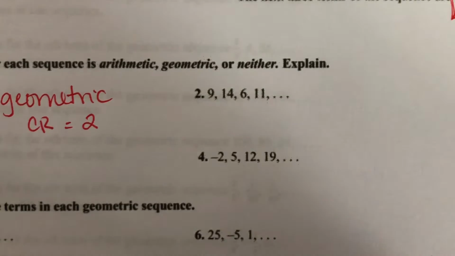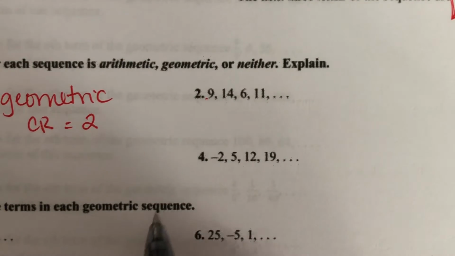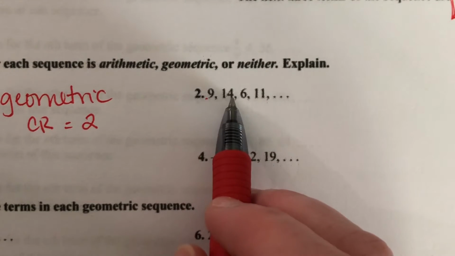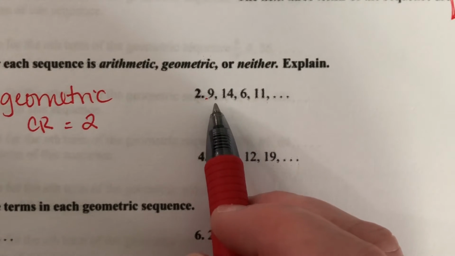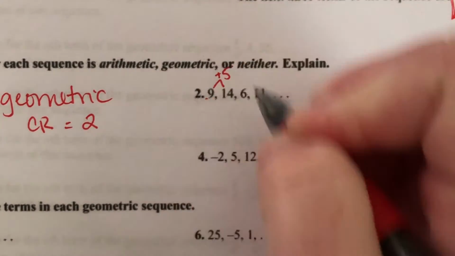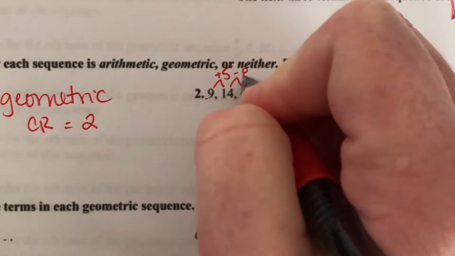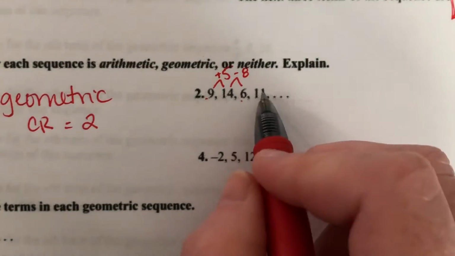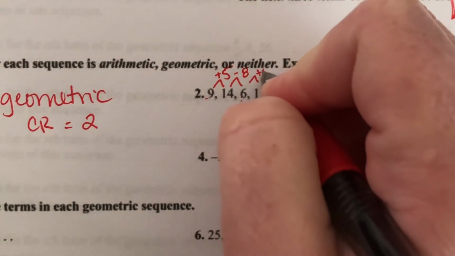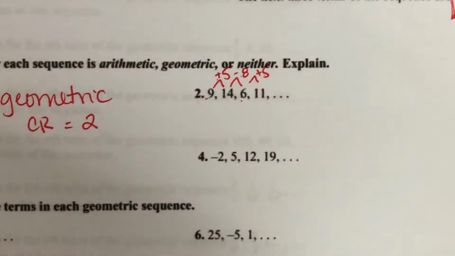Okay, number 2, 9, 14, 6, 11. All right, well, to get from 9 to 14, I can't really multiply or divide by anything. Can I add? Yeah, I can add 5. If I add 5 again, do I get 6? No, I had to subtract 8. 6 to 11 is adding 5. So it looks like there's a pattern. But I don't want a pattern. I have to be doing the same thing over and over.